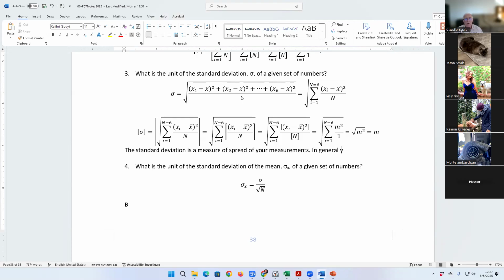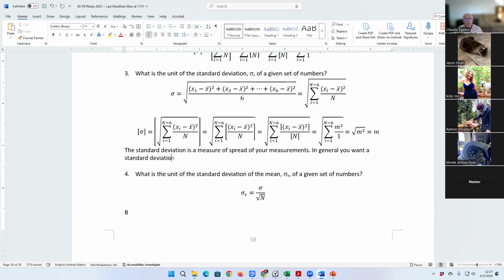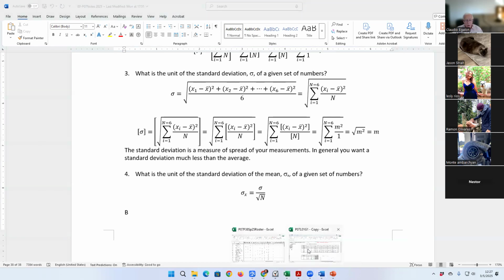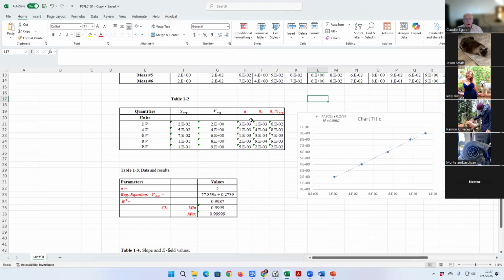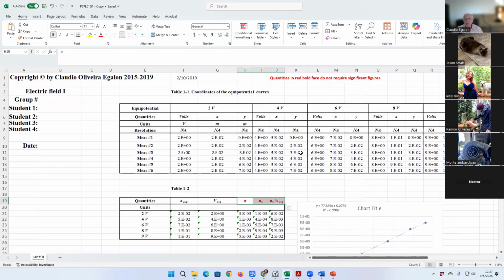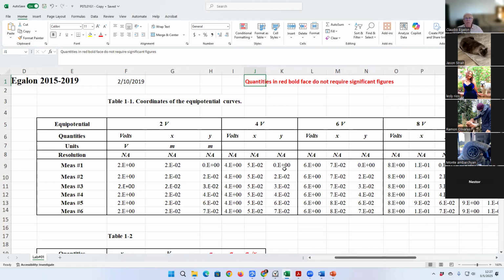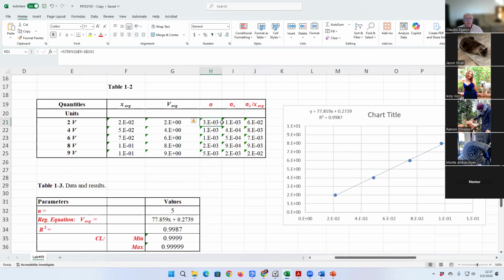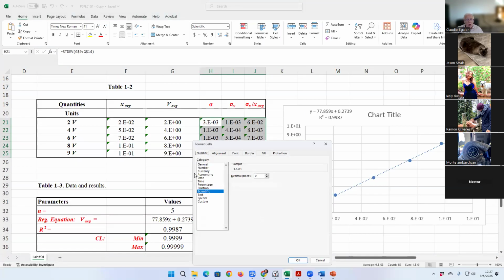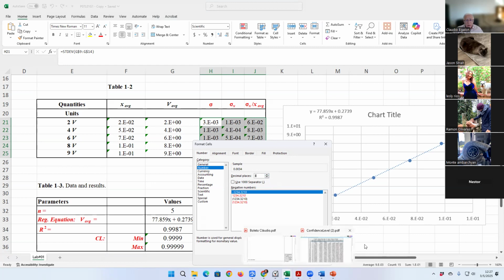In general, you want a standard deviation much less than the average. Let's see if you're getting much less than the average. I want you to check that with your numbers as well, okay? Oh, and by the way, notice that those are in bold-faced red. Those quantities in red bold-face do not require significant figures. Let's write that down in terms of numeric parameters. That's easier to read.